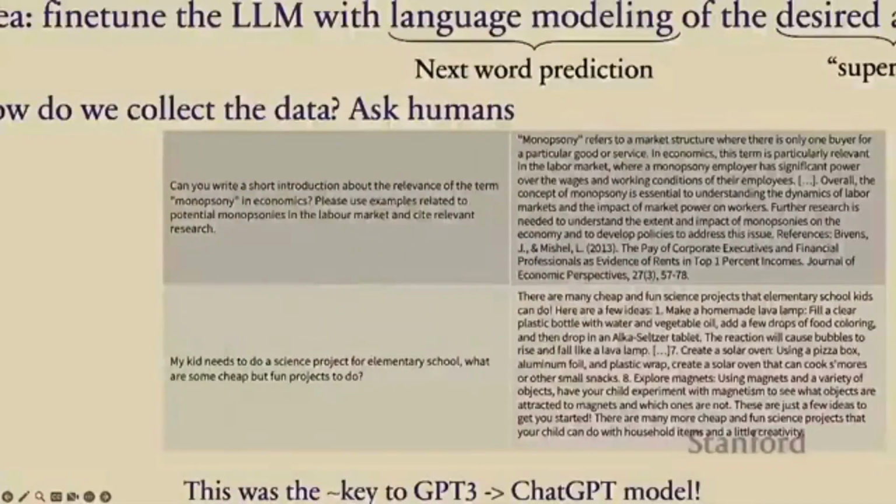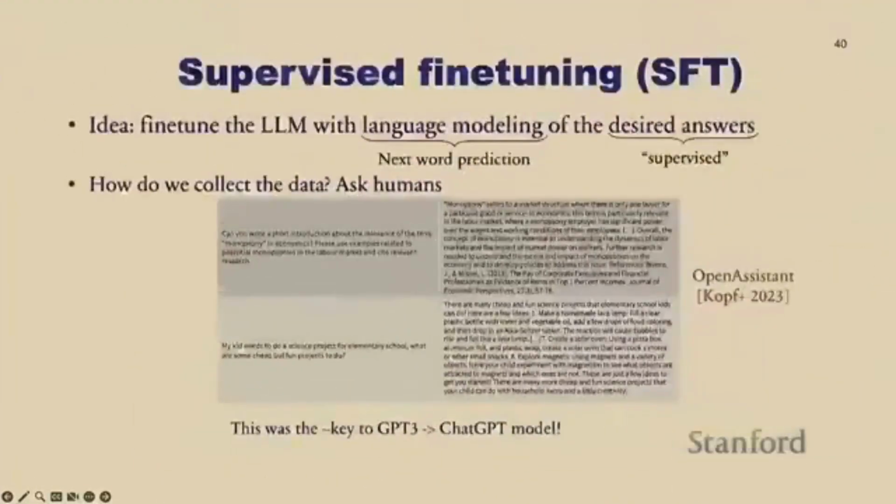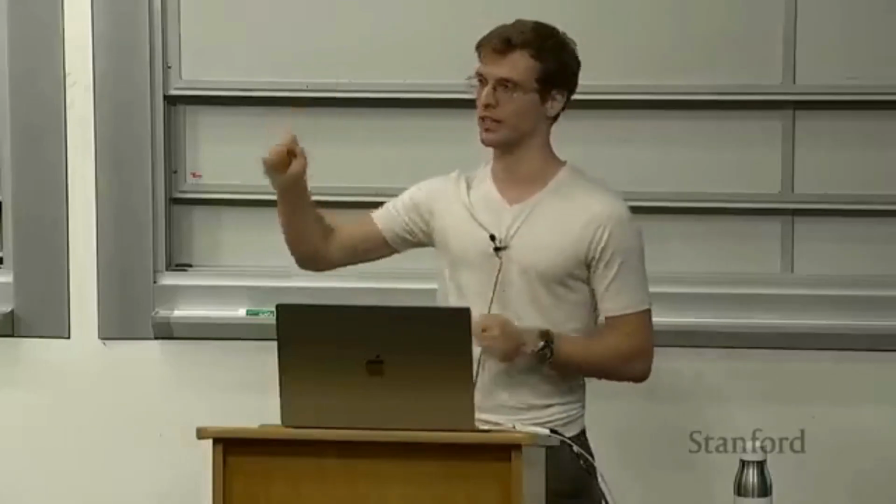So this is an example. Let's read this one. Can you write a short introduction about the relevance of the term monopsony? And then it says monopsony refers to a market structure, blah, blah, blah. And it's a human that wrote that. So actually, this is Open Assistant, which was a way to collect data online by humans. So this type of supervised fine-tuning or alignment is really the key of ChatGPT. This is what made the big jump from GPT-3, which was mostly something that was known by AI researchers, to ChatGPT, which became known by basically everyone.